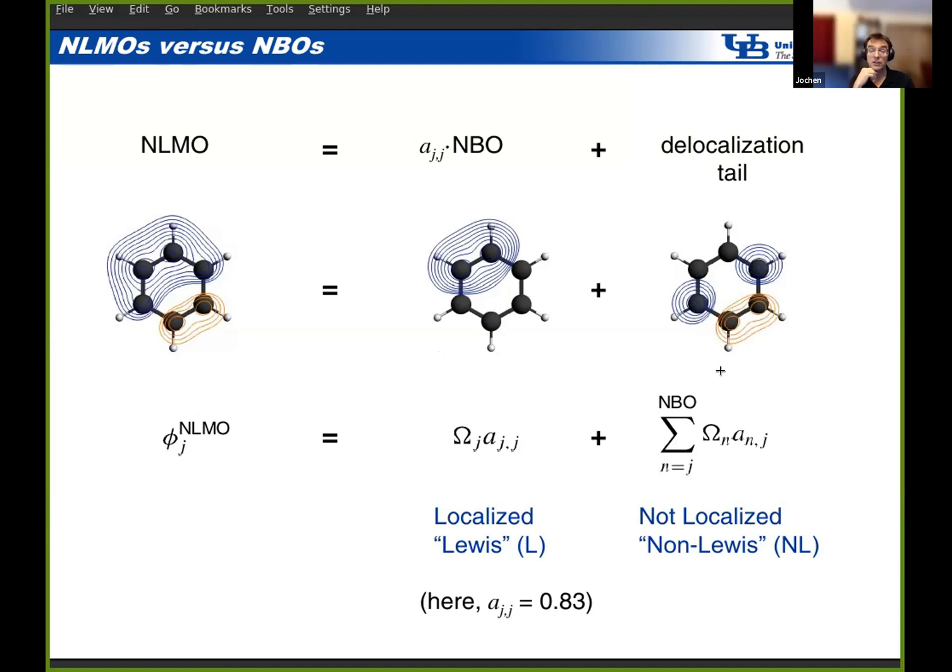And then on top of that, we get a delocalization tail that basically quantifies how strong the delocalization of this particular orbital is. And in the context of analyzing NMR parameters, it turns out this is a very useful concept that helps us understand the results much better than you get, let's say, from an analysis in the regular canonical molecular orbitals.